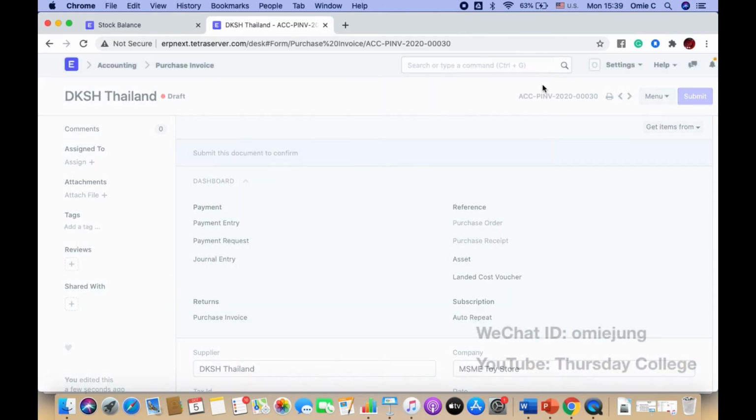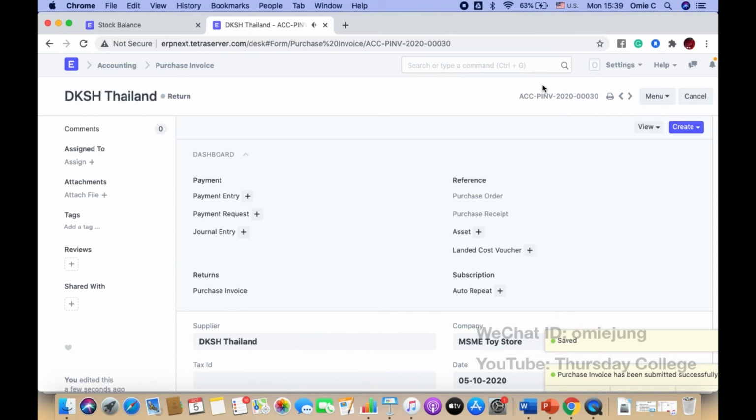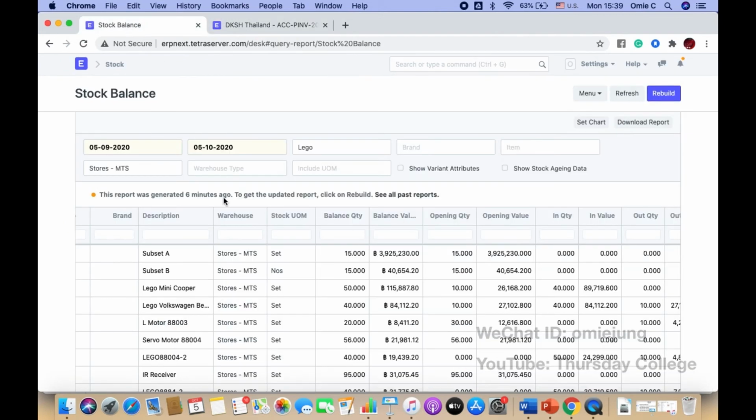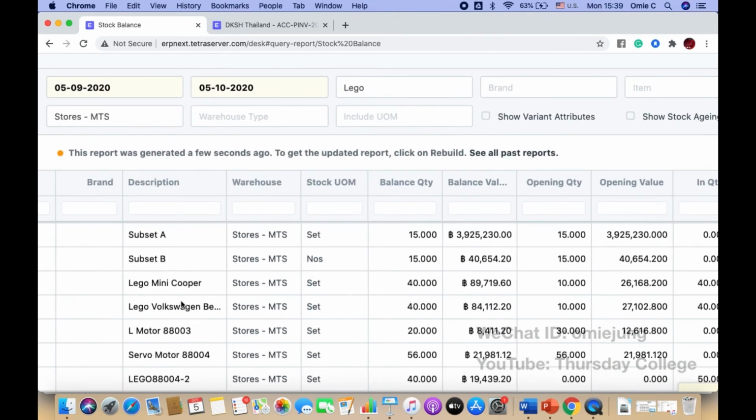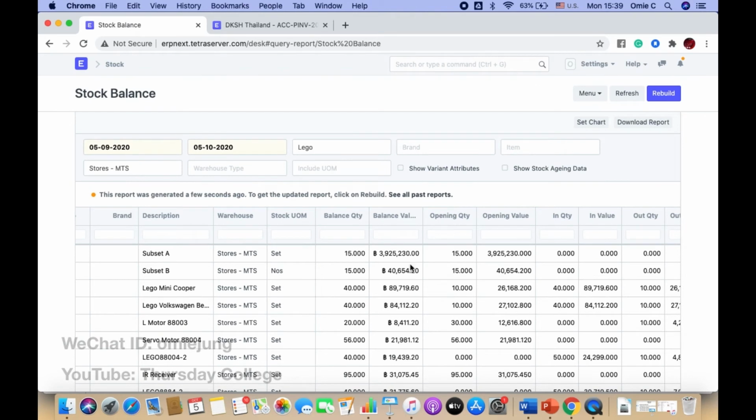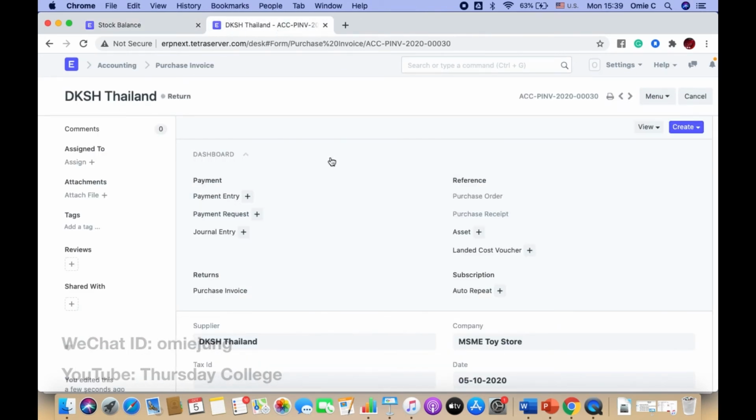When you submit it, two things happen. The first thing is that the money you need to pay to DKHS is lesser by 250, and then the amount of the product is gone. So when you go to Stock Balance and generate the report, you're going to see in the Mini Cooper that the balance comes back to 40. It used to be 50 because we had 30 and purchased 20, but right now we returned it already, so the stock is no problem now. Then we go back to DKHS.